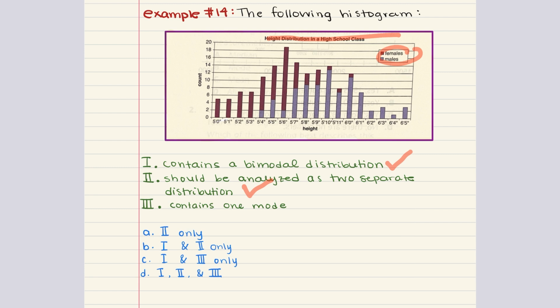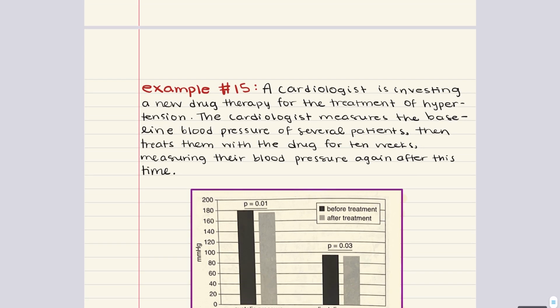Now, this third statement says it contains one mode. This is a true statement. There is indeed only one mode at 5'6", and this is the measurement with the largest number of corresponding data points. So we see that statements 1, 2, and 3 are true, which means that the correct answer for problem 14 is D. Now we can move into our last and final problem.